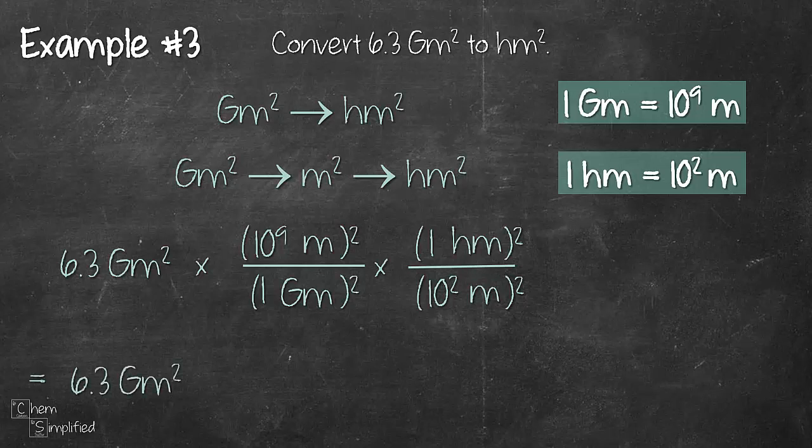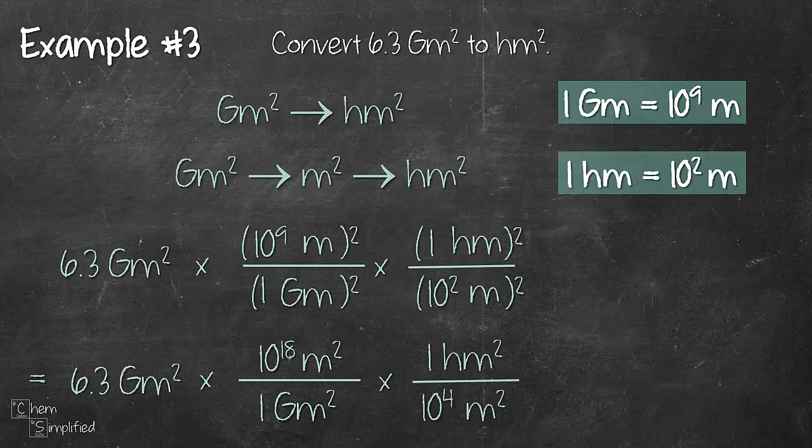6.3 gigameter square times 10 to the power of 18 meter square over 1 gigameter square, times 1 hectometer square over 10 to the power of 4 meter square. So our gigameter square will cancel each other out and our meter square will cancel each other out. After doing the math, 6.3 times 10 to the 18 over 10 to the 4 will give us 6.3 times 10 to the 14. And the unit is going to be hectometer square.